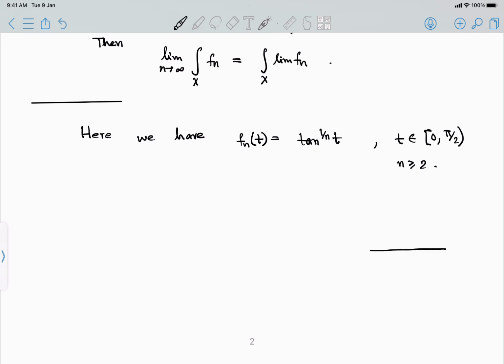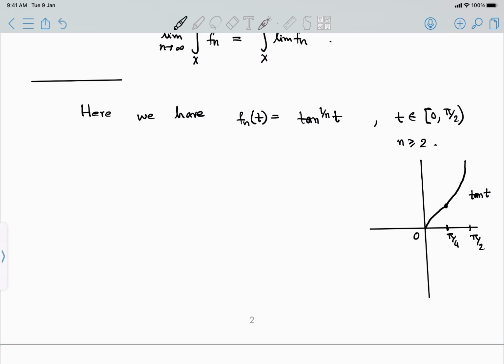First note, suppose this is 0 and this is pi by 2, then tan t looks like this, right? And at the point pi by 4 this is 1, so this is tan t. So we want to bound tan to the power 1 by n of t by some integrable function.